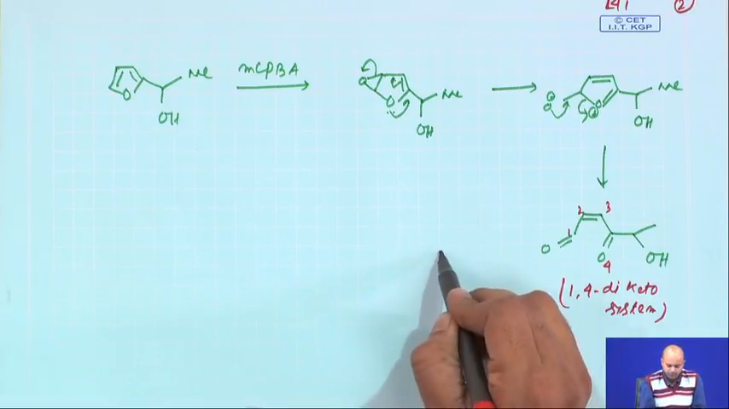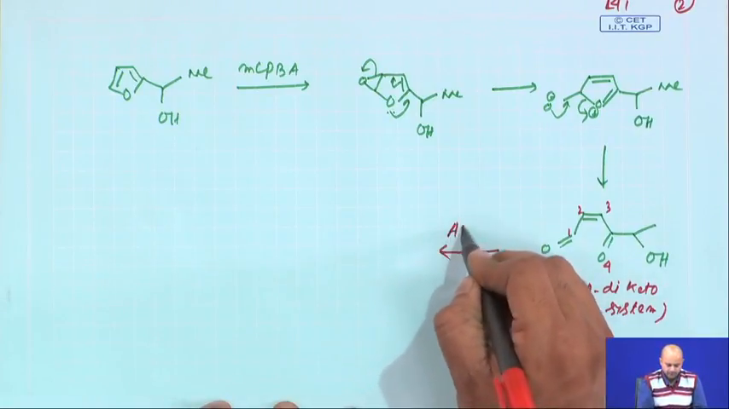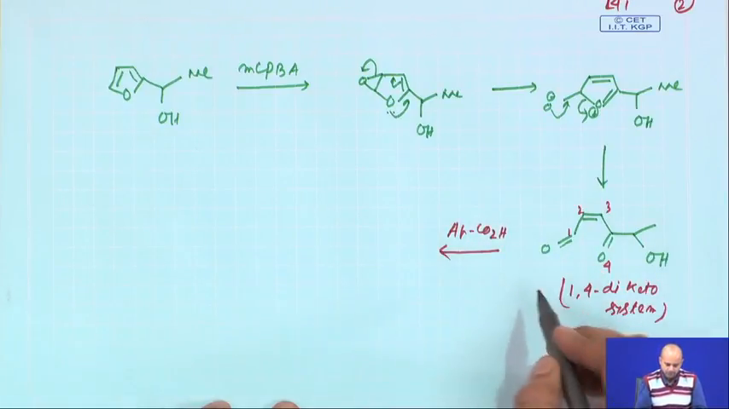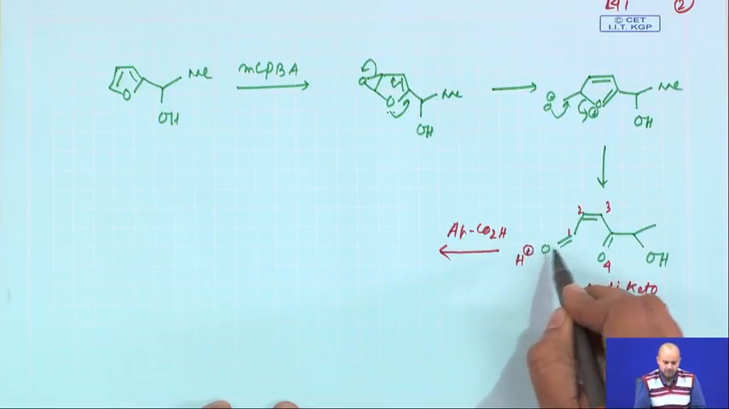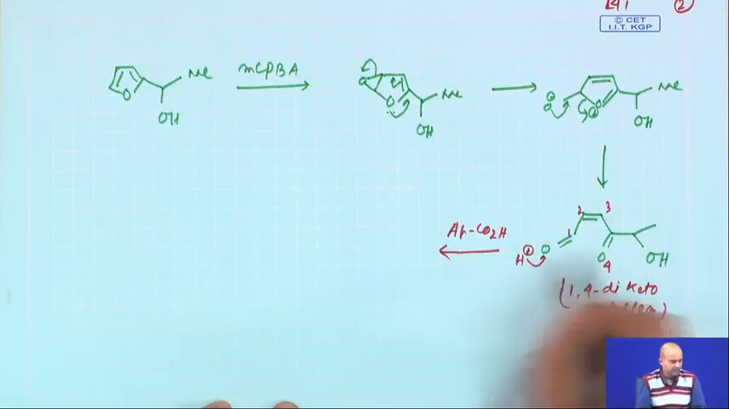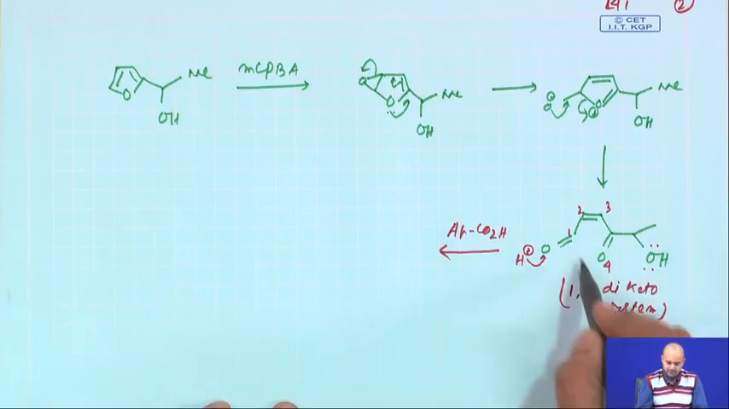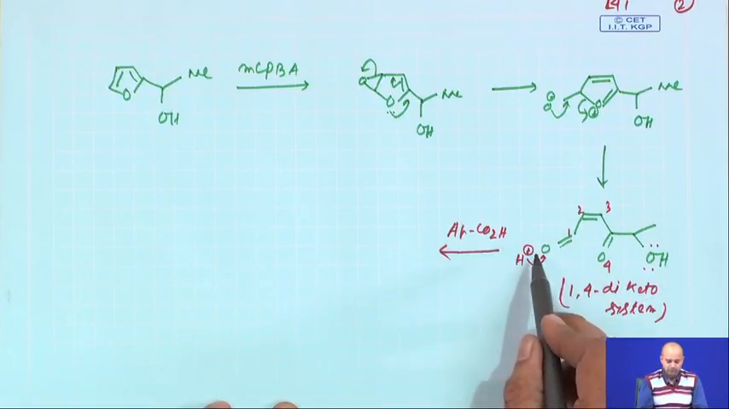Now, if you closely analyze this structure in the mCPBA medium, this medium is already acidic because the corresponding meta-chlorobenzoic acid is there. This benzoic acid helps to protonate this aldehyde by H plus donation. And then this alcohol at the extreme right-hand side attacks in a nucleophilic fashion to this electrophilic carbonyl, which is activated through this.